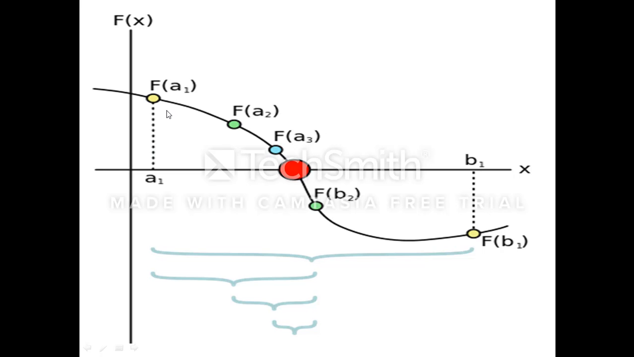Now as f of a1 and f of a2 are on the same side of the graph, that is on the positive side, this means that the new value of a1 is now equal to a2. But in case the value of a1 plus b1 by 2 comes out to be b2, then this means that f of b1 and f of b2 are on the same side. So in that case we are going to shift b1 to this point, that is, the new value of b1 is equal to b2.